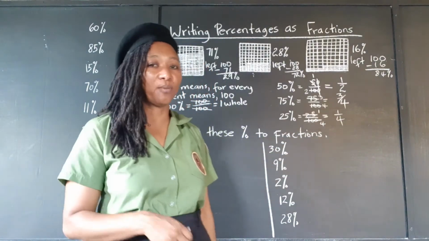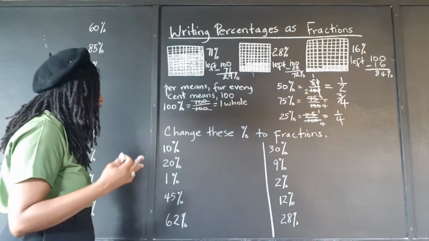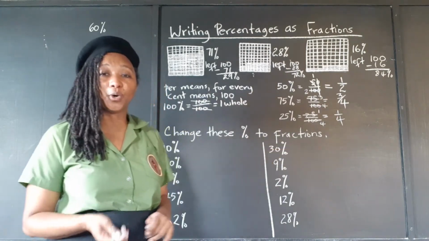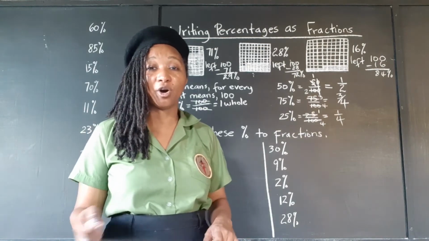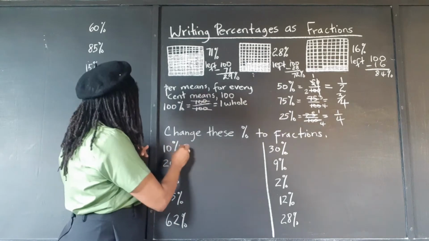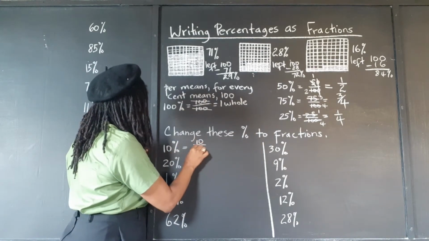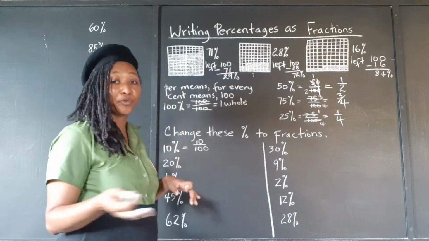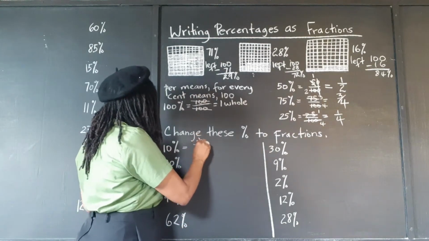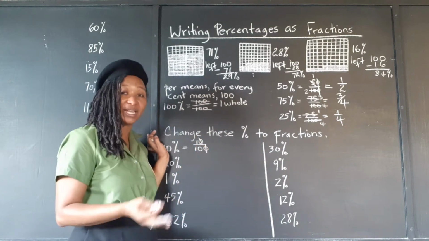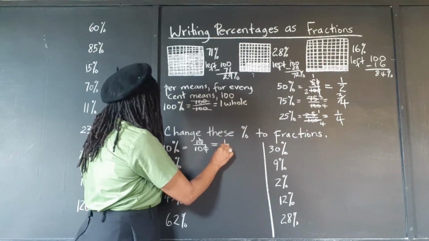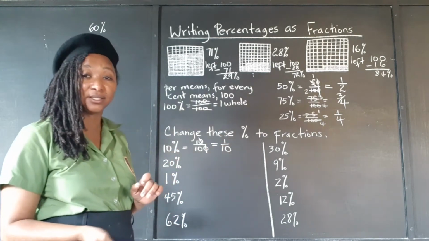Alright, so let's look at some other ones. Now when you're changing percent to fractions, since you know that percent means out of 100, you can just go straight. 10% is 10 over 100. 10 out of 100. And then reduce it. Just reduce it. So that 0 cancels that 0, meaning we divided them both by 10. So what we're left with is 1/10. So 10% is 1/10.